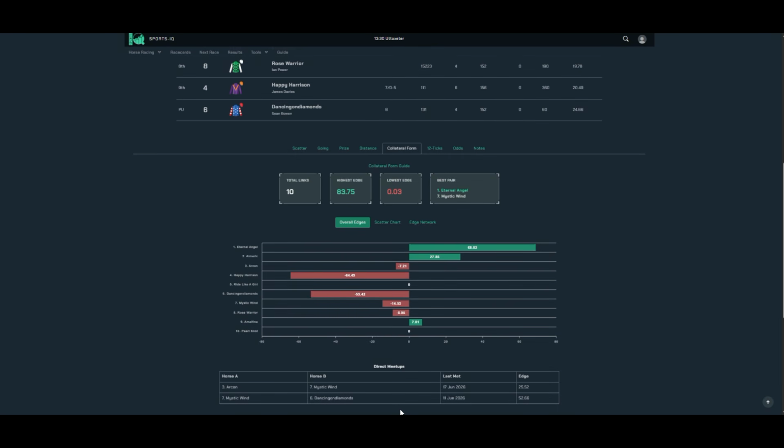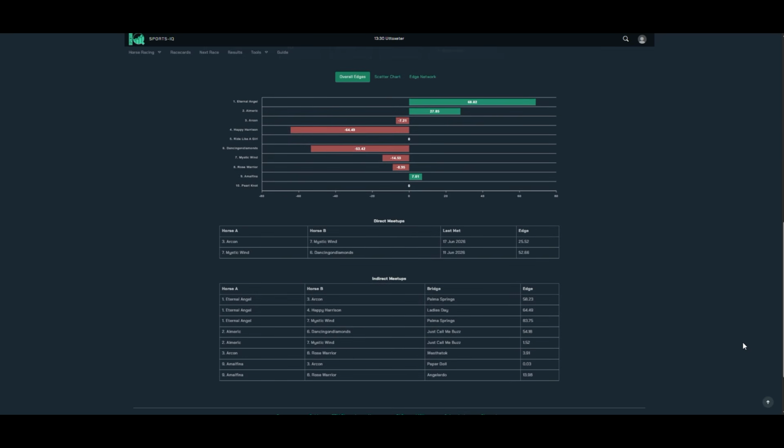Now let's move on into indirect comparisons. This is where Eternal Angel really starts to dominate. Through Palm Springs, Eternal Angel owns a 54-point edge over Archon. Using that very simple bridge horse, that increases to 83.75 over Mystic Wind, the biggest edge anywhere in this race. Then completely independently through Ladies' Day, Eternal Angel also holds a 64-point advantage over Happy Harrison. Notice what's happening? Different bridge horses, different races, same conclusion. Whenever collateral form reaches the same answer from multiple independent routes, confidence naturally increases.